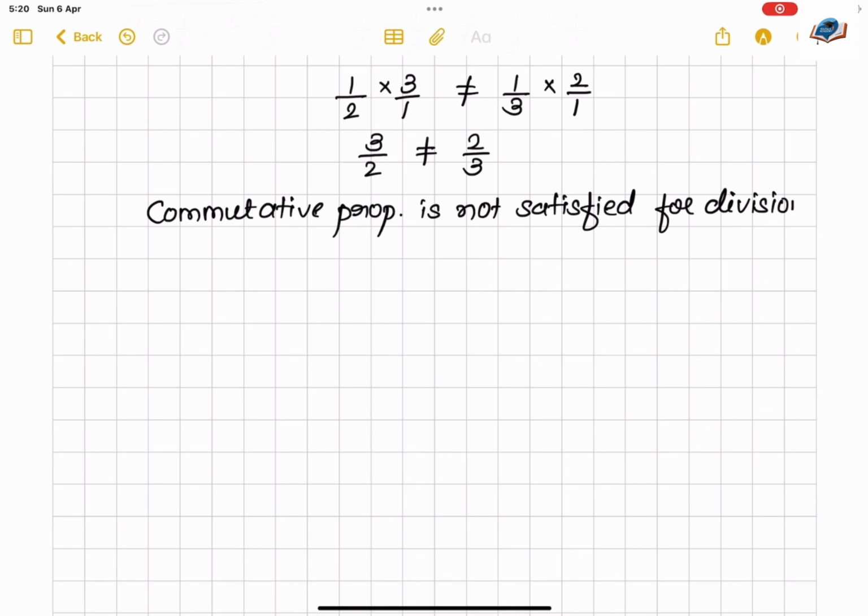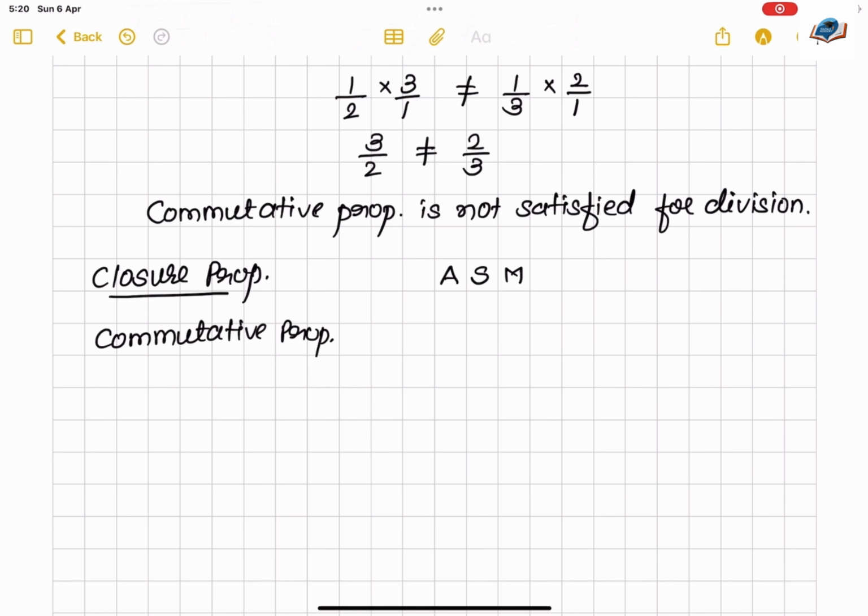So now let us revise once more. Closure property for addition, subtraction and multiplication is satisfied. Division, if 0 comes in the denominator, it is not satisfied. Now commutative property is satisfied for addition and multiplication. For subtraction and division, it won't be satisfied.